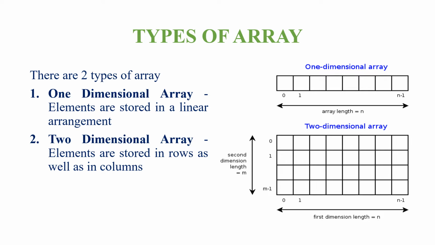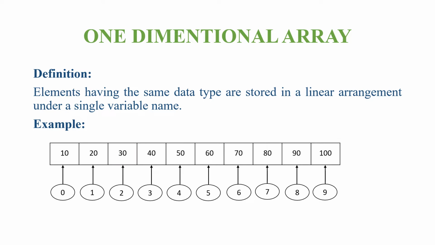In one-dimensional array, the elements will be stored in linear arrangement. Look at the diagram, the elements are stored linearly. And another type is two-dimensional array. Here the elements will be stored in rows as well as in columns. Look at the diagram of two-dimensional array. The elements are stored like a matrix, that is, they are stored in rows as well as in columns. So these are the two types of arrays. We will see detailing about this syntax and an example program for both the types of array in the next coming slides. Now let us see about one-dimensional array.